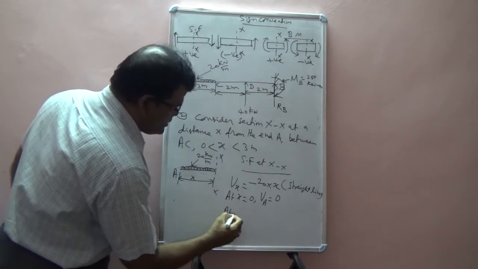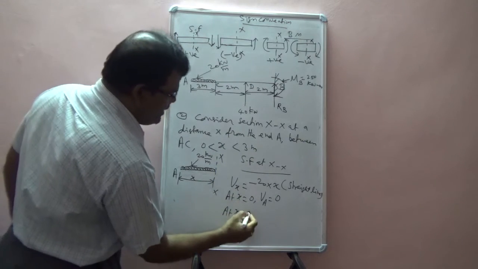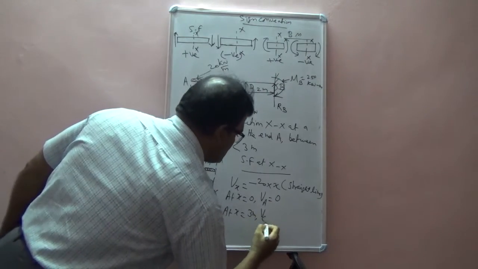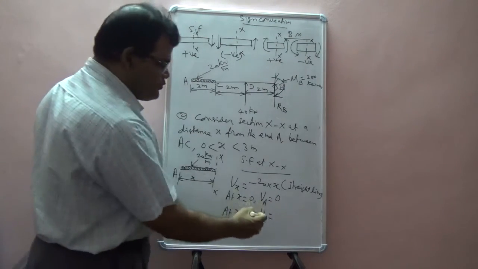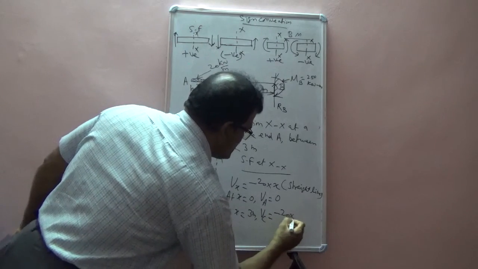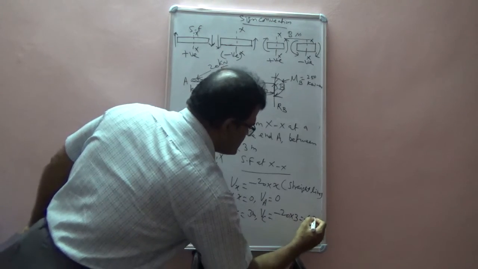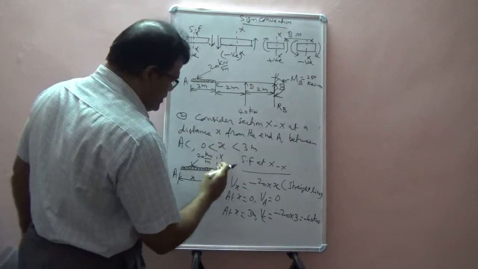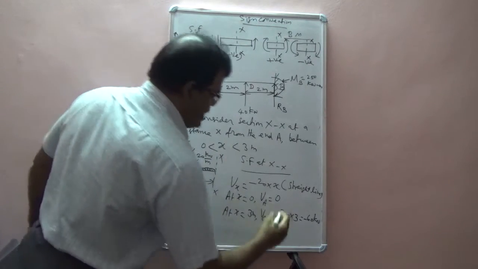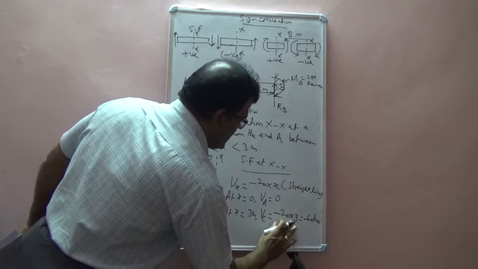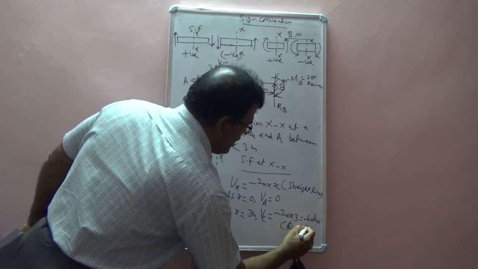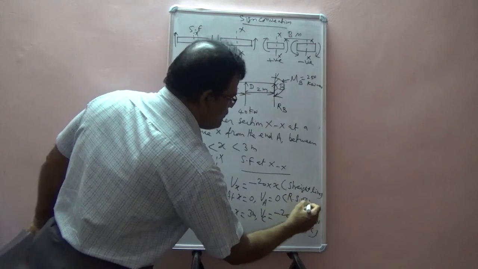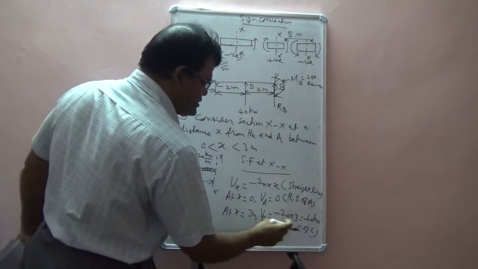Now at x equal to 3 meter, that indicates point C from A. Therefore the shear force at C, denoted as VC, will be equal to minus 20 multiplied by 3, equal to minus 60 kilonewton. So this VC is the right side of A, or you can say the left side of C.